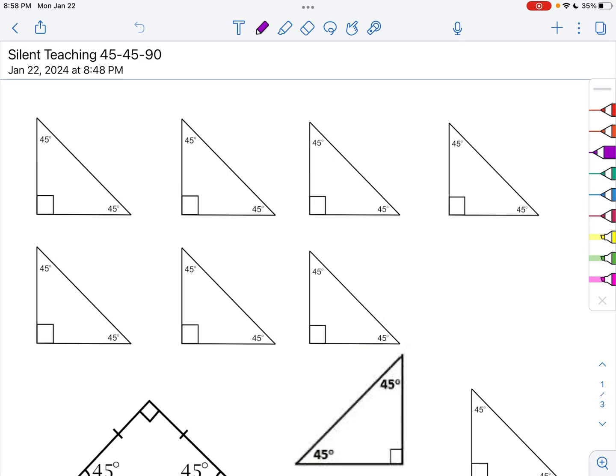So now I want us to talk about the next special right triangle and see if you can find the pattern for the ratio of the sides of a 45-45-90 triangle. So just like we did in class, I'm going to go ahead and not talk for a little while. And as I'm filling these out, I want you to think about if you could figure out the other numbers on your own.